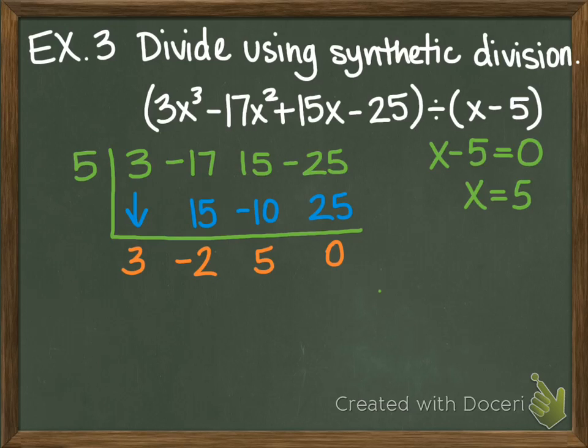So the last number is always going to be your remainder. And when we have a 0 remainder, that makes life easy for us. We're not always going to have a 0 remainder. So how do I write my answer?